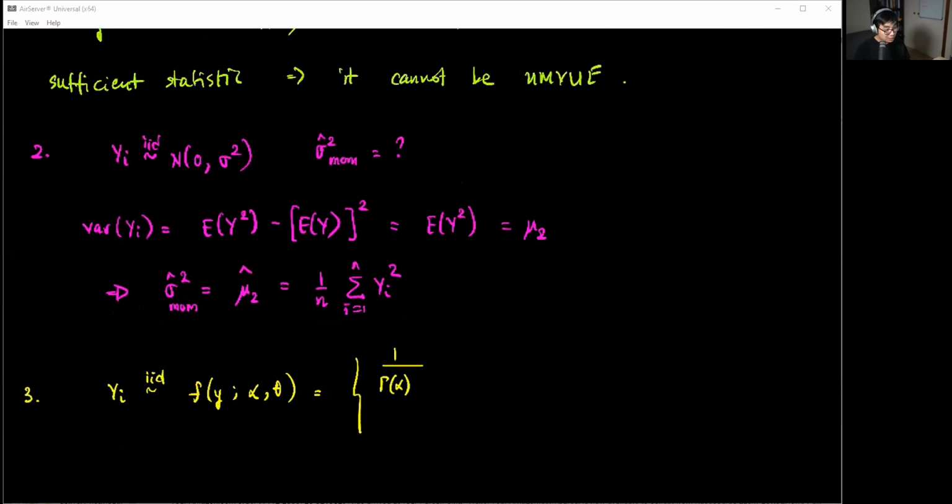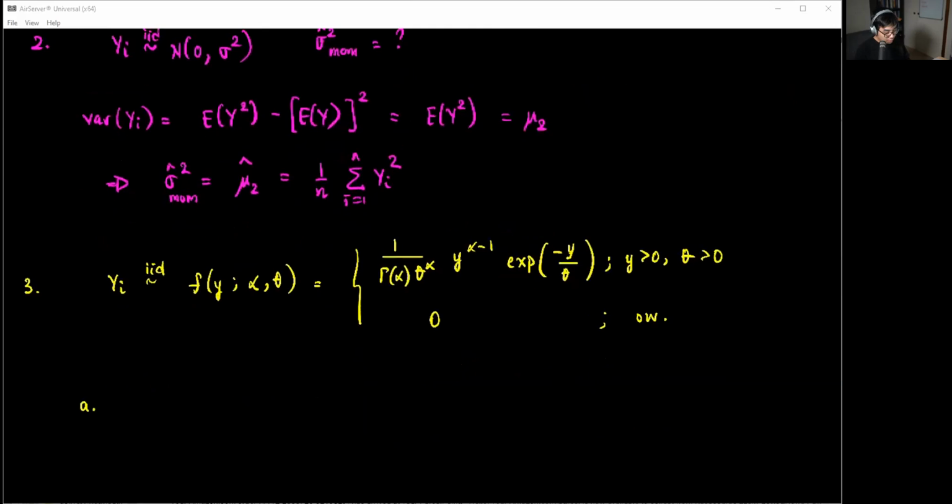Gamma of alpha, and then it's theta to the power of alpha, y to the alpha minus 1, exponential of minus y on theta. Okay, for y greater than 0, theta has to also be positive, and it's 0 otherwise, right? Okay, so that's your typical gamma distribution, and we want to find the maximum likelihood estimate, MLE, of theta, which we'll call theta hat MLE, okay?